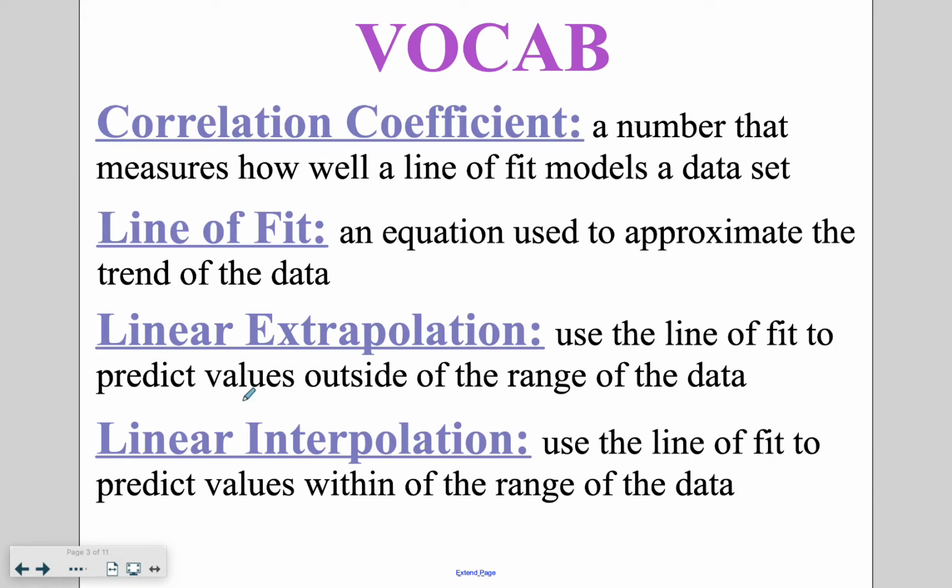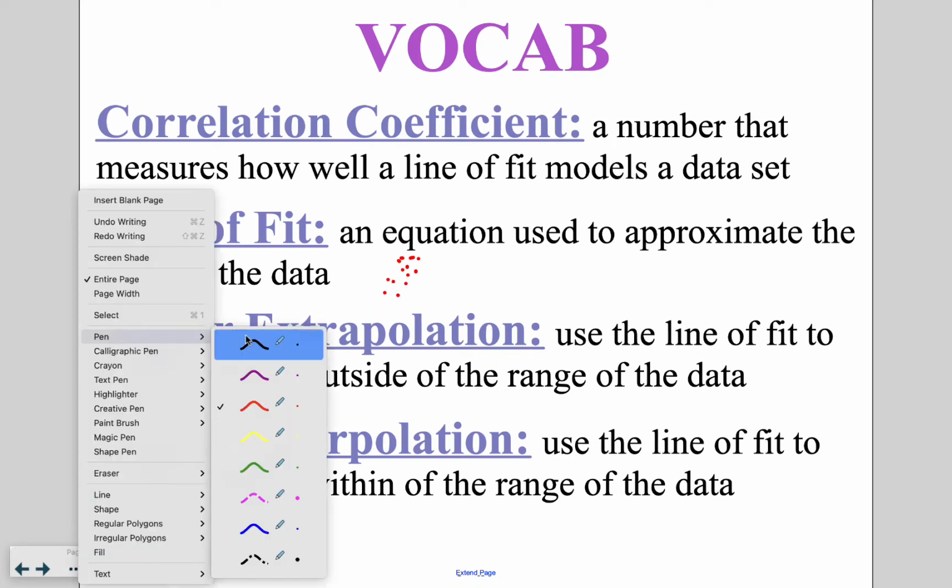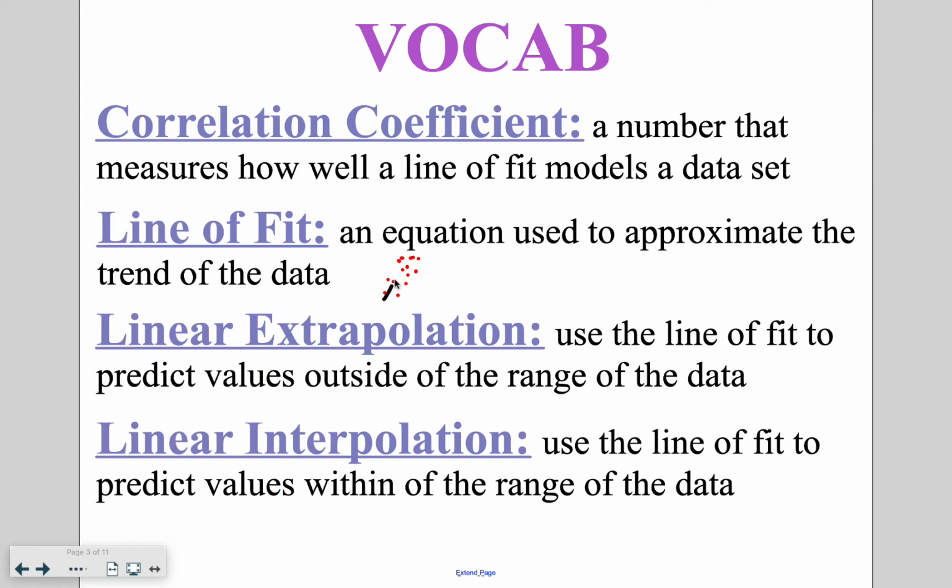So a correlation coefficient is a number that measures how well a particular line fits a set of data. Those lines are called lines of fit. Those are approximate linear equations for the trend of the data. When we were talking about our trends yesterday, we had the clusters, so this would be an example of a positive cluster.